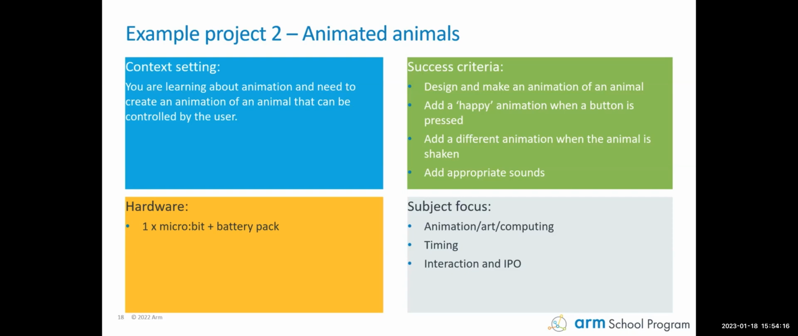And then similarly, using a slightly different feature or slightly different input, we want them to create a different animation when the animal is shaken. So get them to think about how an animal would be. How would it react to being shaken? Would it be happy? Would it be sad? Obviously the direction of travel here is that the animal wouldn't like being shaken, and so as you've got the button press making it happy, shaking it would make it sad or angry or whatever. And so we need to think about how we would represent that through animation.